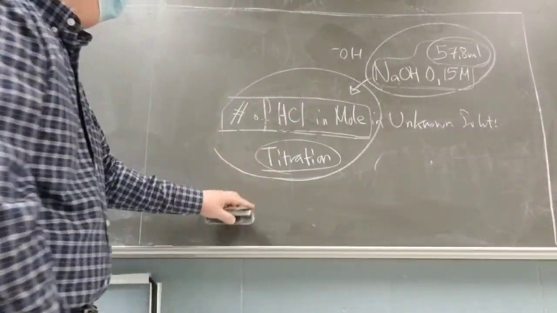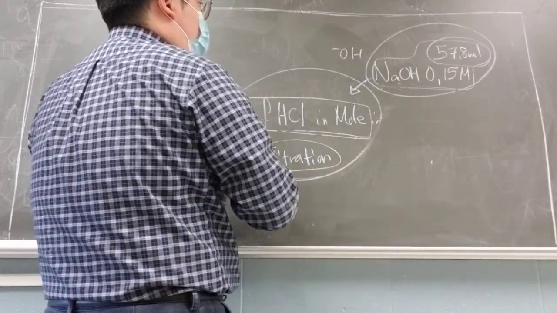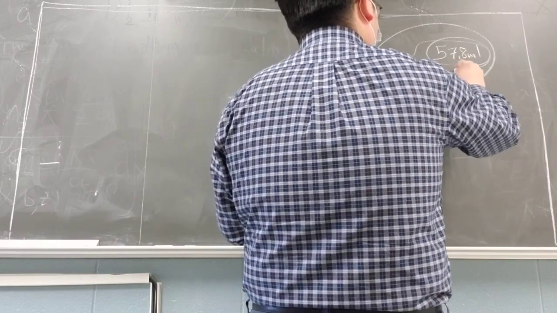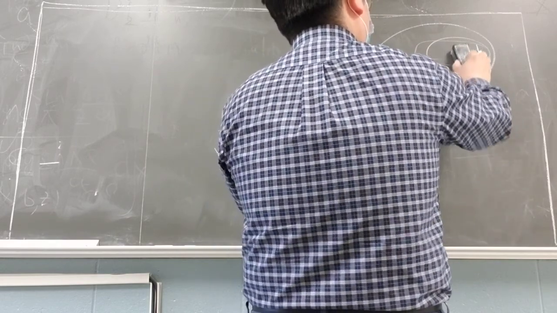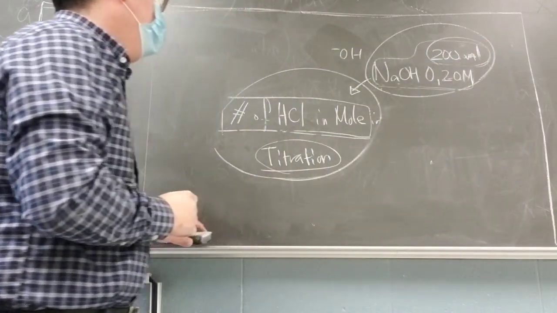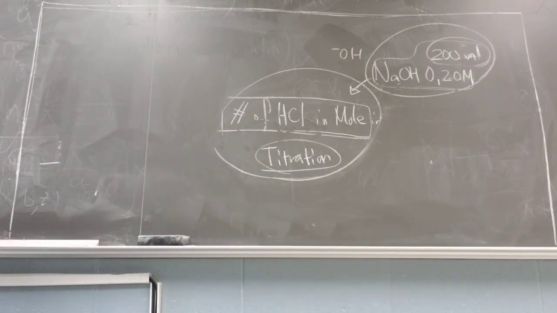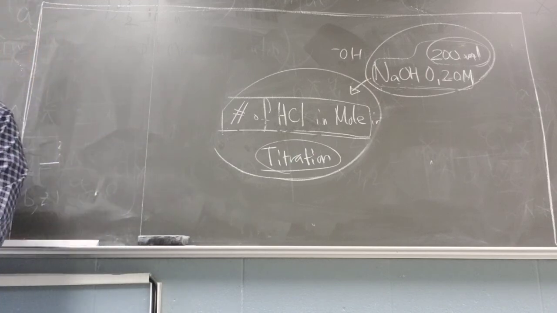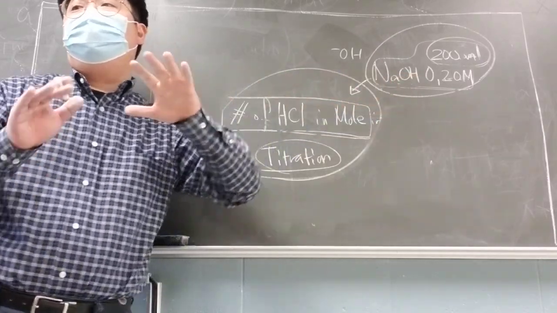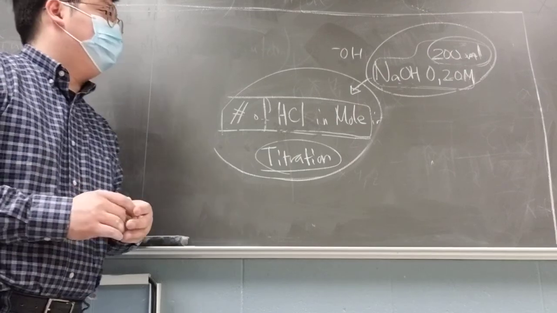You have an unknown HCl solution, so you don't know how many moles of HCl are in there. But I titrated with 0.20 molar concentration, with about 200 milliliters, okay? So this one might be the moles of HCl initially in the unknown solution. So basically what you really need to do is solve for this one, because there should be the same number of moles of HCl anyway, at the equivalence point, okay?